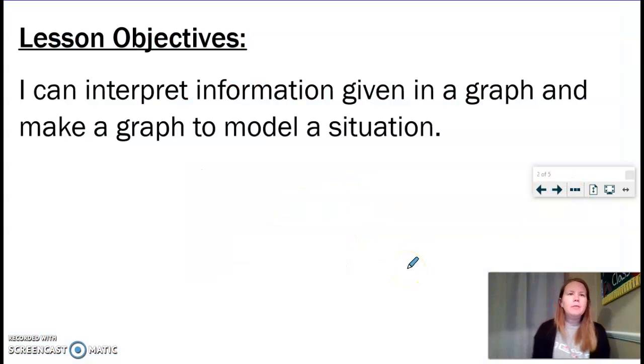So our lesson objective is: I can interpret information given in a graph and make a graph to model a situation. So that means interpreting what a graph means if you're given one, as well as being given information and then creating that graph.